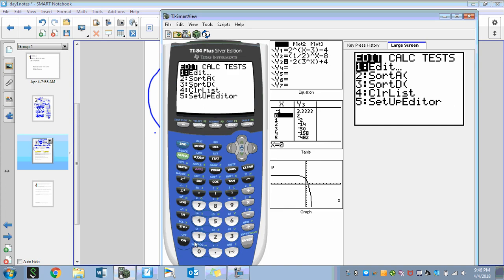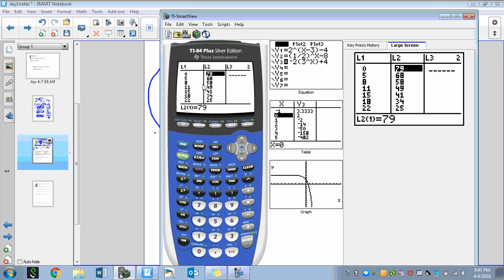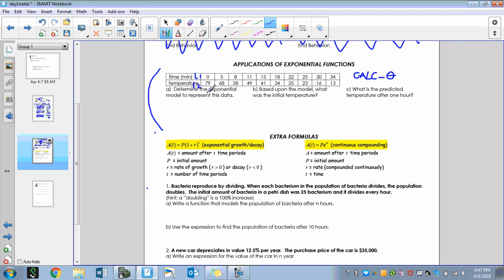Stat edit. I have all the points in here already. Now remember, you cannot jump to conclusions. When they give you a table of values, I know the directions here say determine the exponential model, so I already tell you it's exponential, but they won't always do that. They may just say find the curve of best fit. Very, very basic and very vague. So you are not going to know what shape this is unless you actually see the points.